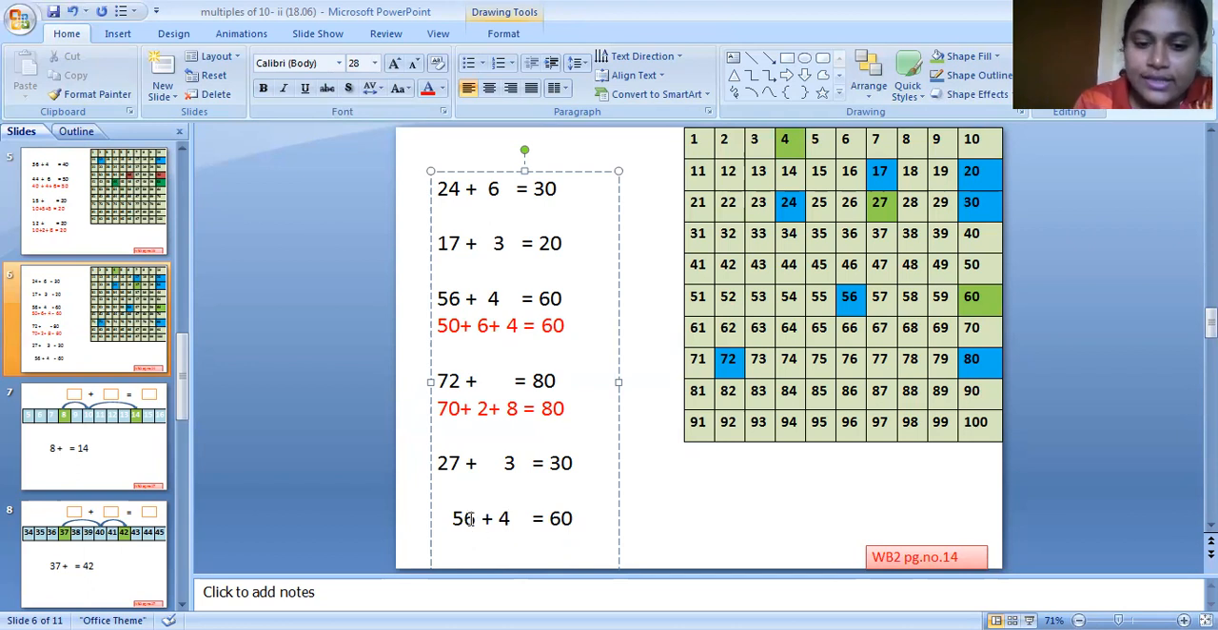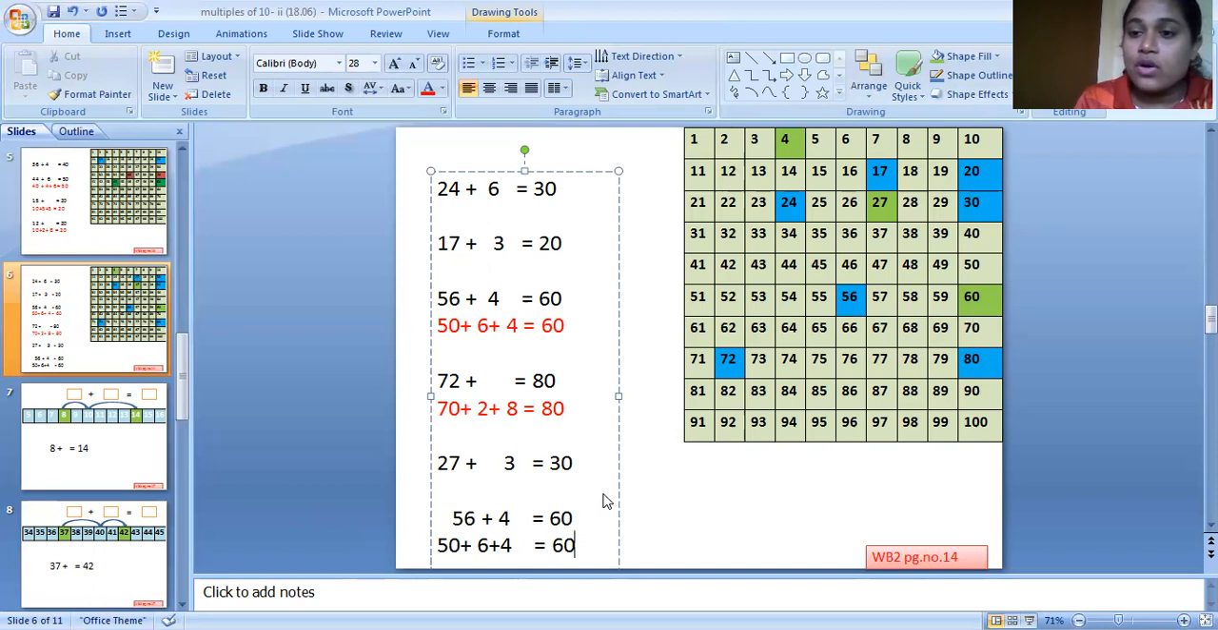We can check it. Here 6 plus 4 is equal to 10. We can expand it: 50 plus 6 plus 4 is equal to... 6 plus 4 is equal to 10. So 50 plus 10 is equal to, we know it is 60.